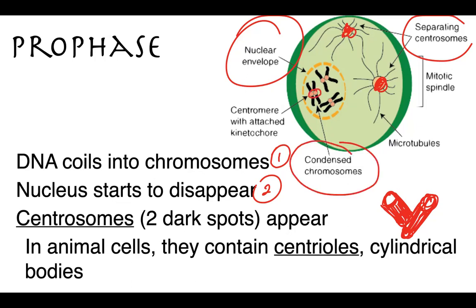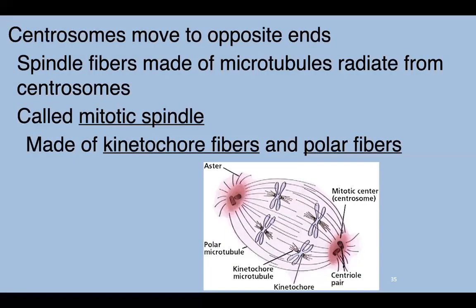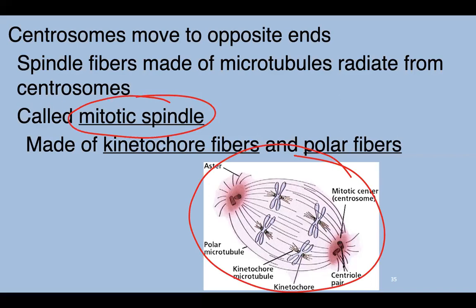Obviously, those come with the centromere. The nuclear envelope starts to disappear. Centrosomes appear and start moving towards opposite ends of the cell. As they move to the opposite ends of the cell, you have these fibers which are going to form. Some of these fibers are going to connect from one centrosome all the way over to the other. Some of them are going to be connected only to one centriole and reach about halfway. Together, the centrosomes plus all of these fibers are called the mitotic spindle.